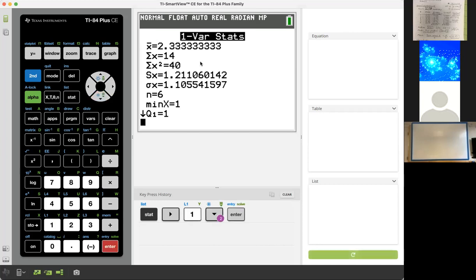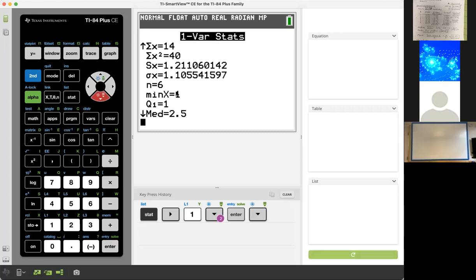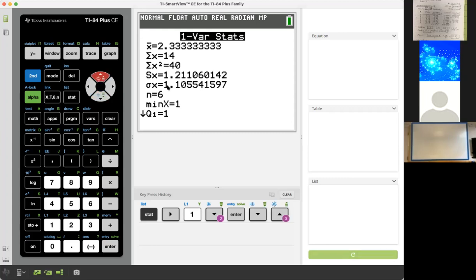And here's the average. Do you see the average is 2.33, just like we said, except the calculator used lots of decimal places. Do you see the sum of all the hot dogs my friends ate yesterday was 14? Yeah, we did that. Do you see that I had 6 friends I surveyed? Yes. What was the median? 2.5. That's right. So what's the calculator done? The calculator has done all those calculations for me.